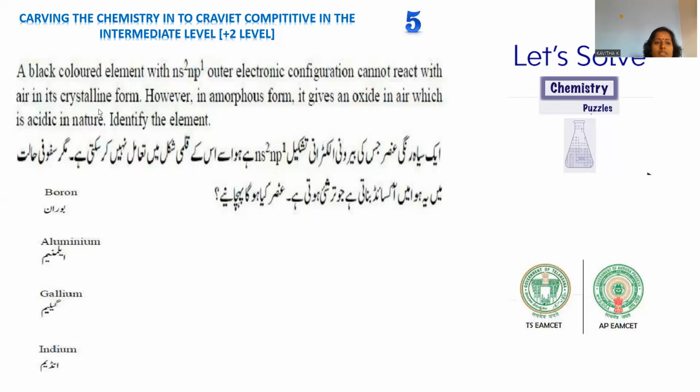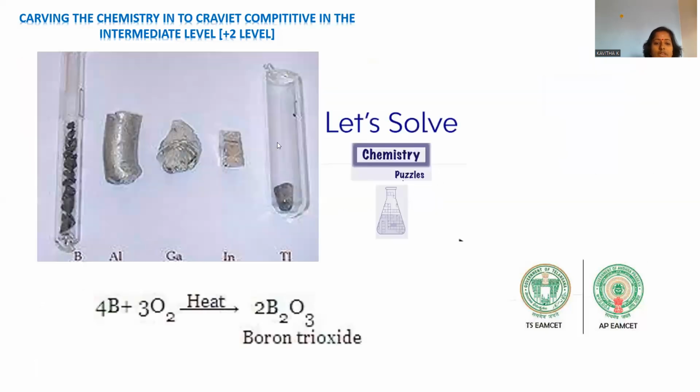If it is in crystalline form, it will not react with air. However, in the amorphous form, meaning a random arrangement, boron reacts with air to give B2O3. This is called boron trioxide, right? So if you observe all the elements, boron is indicated as the black color element.